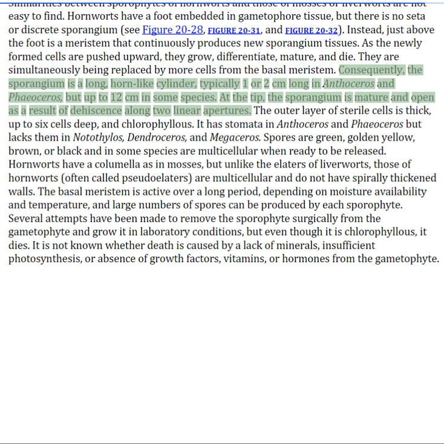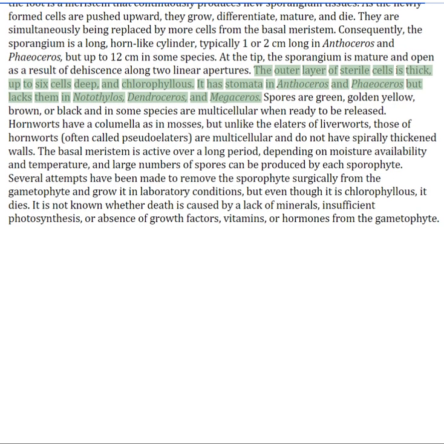Consequently, the sporangium is a long, horn-like cylinder, typically 1 or 2 centimeters long in Anthoceros and Phaeoceros, but up to 12 centimeters in some species. At the tip, the sporangium is mature and open as a result of dehiscence along 2 linear apertures. The outer layer of sterile cells is thick, up to 6 cells deep, and chlorophyllous. It has stomata in Anthoceros and Phaeoceros but lacks them in Notothylas, Dendroceros, and Megaceros.